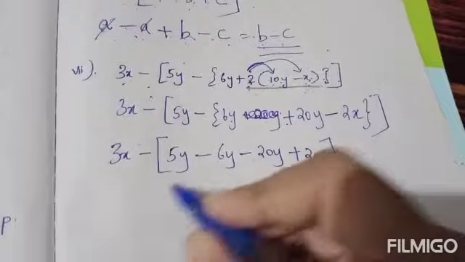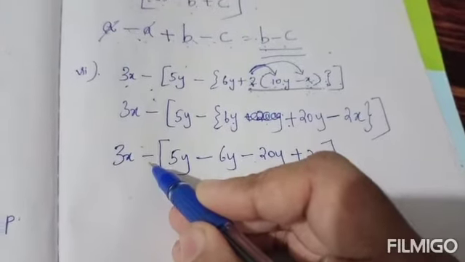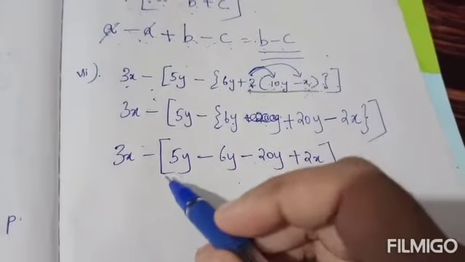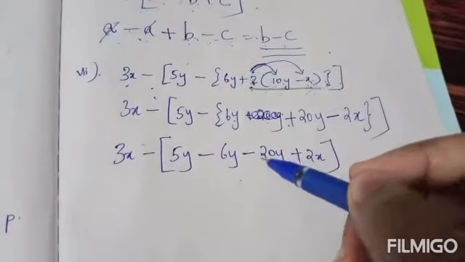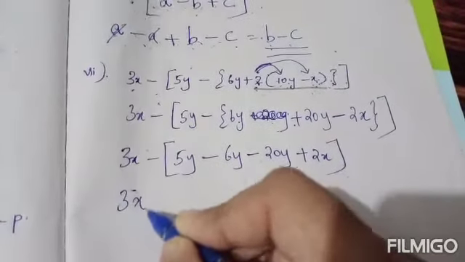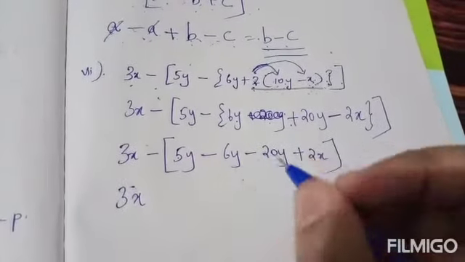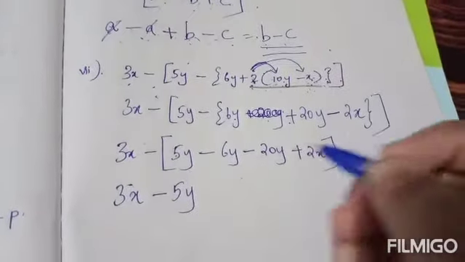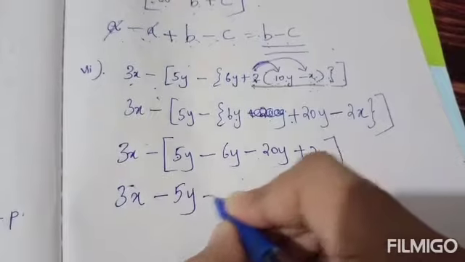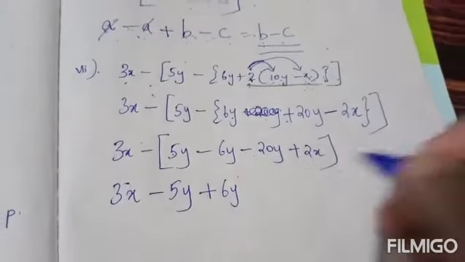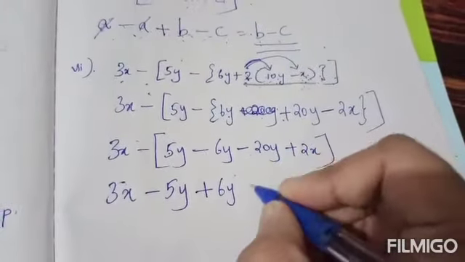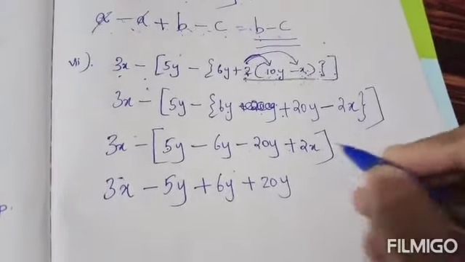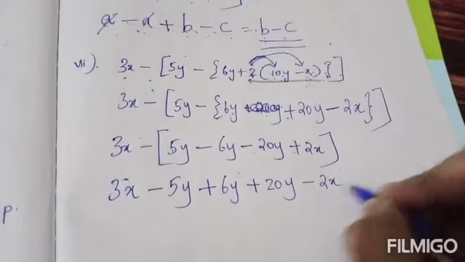So before this square bracket, a minus sign is coming. So while opening the square bracket, change the sign of terms inside. So 3x, 5y means plus 5y, so that will change to minus 5y. Minus 6y will change to plus 6y. Minus 20y will change to plus 20y. Plus 2x will change to minus 2x.